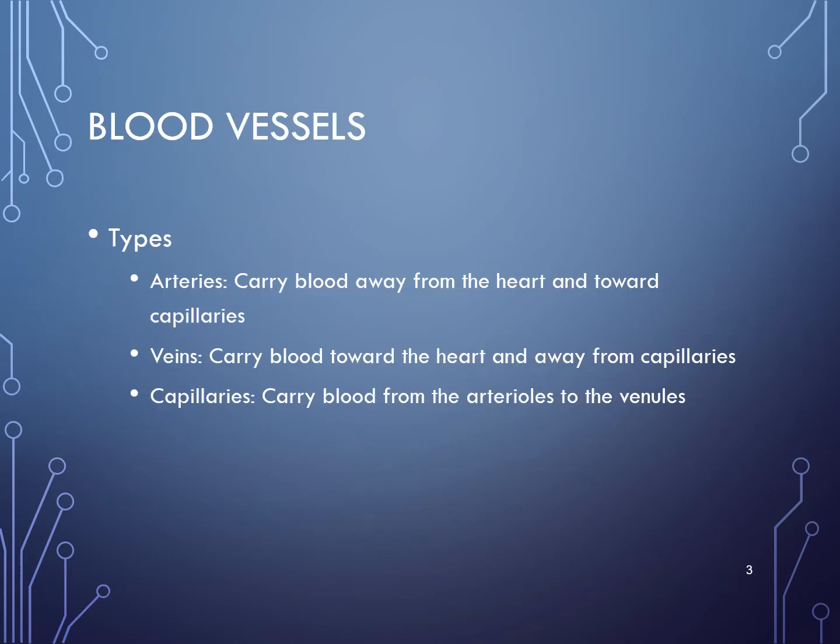There are three different types of blood vessels that we are going to discuss in this lecture, and the first are the arteries. Remember, arteries carry blood away from the heart and towards the capillaries. Veins carry blood toward the heart and away from the capillaries, and the capillaries carry blood from the arterioles to the venules. So arteries turn into arterioles, which turn into capillaries, which then turn into venules, then veins, and then back to the heart again.